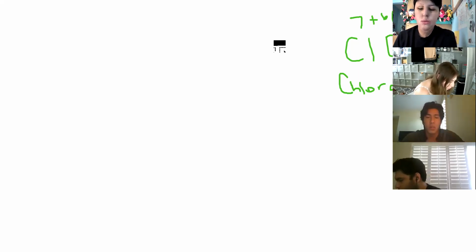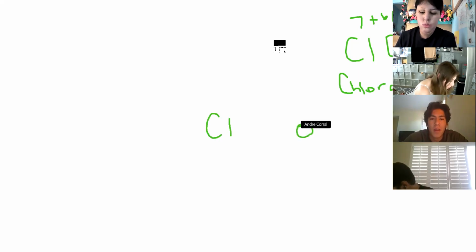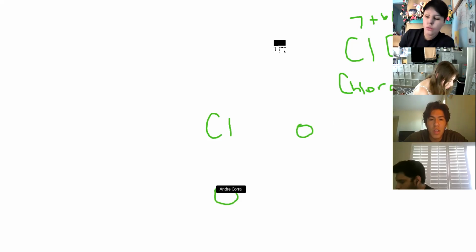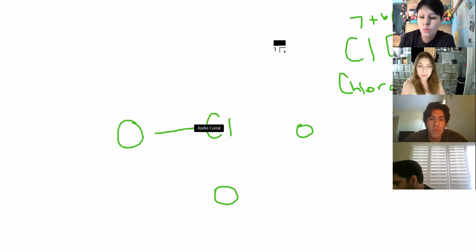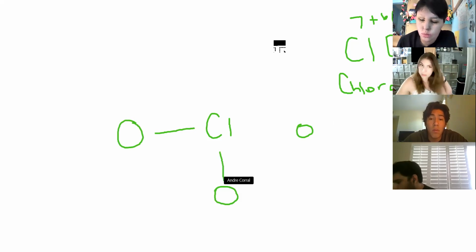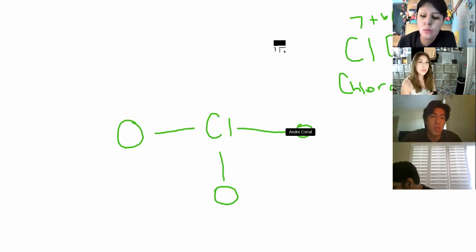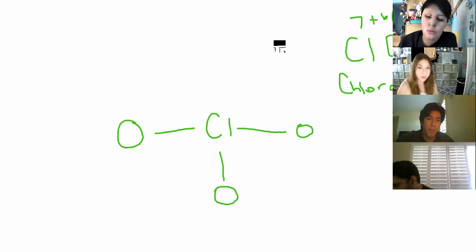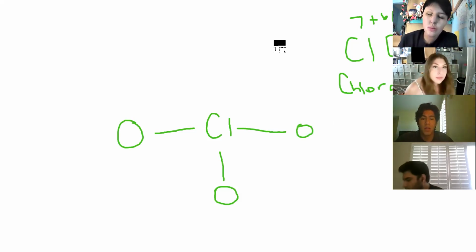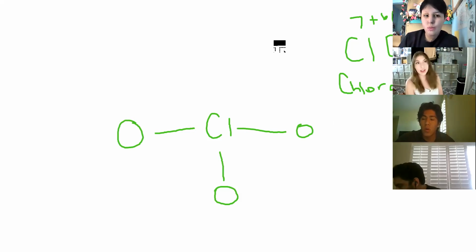So let's write chlorine here, and then 3 oxygens. What I like to do is make a single bond right away, because you know that each oxygen has to be at least bonded once. Some of them may have double, triple, you never know, but each one has to be at least bonded once. So how many electrons have we used up here? 6, right? So 26 minus 6, we have 20 left.